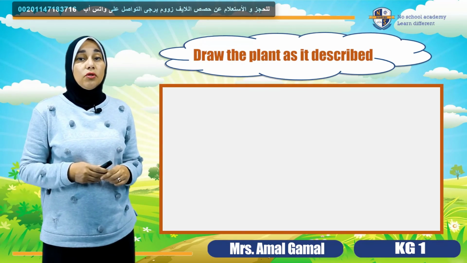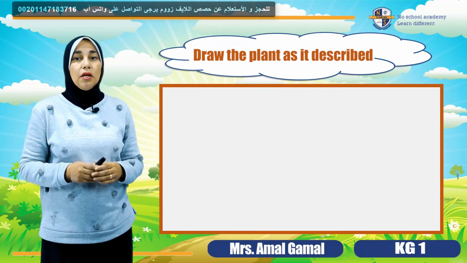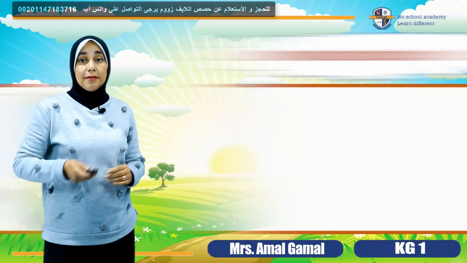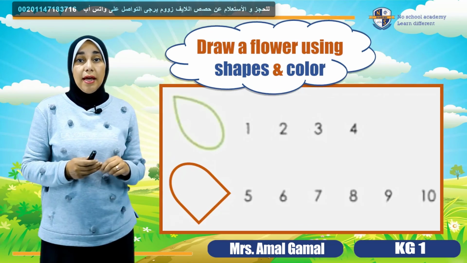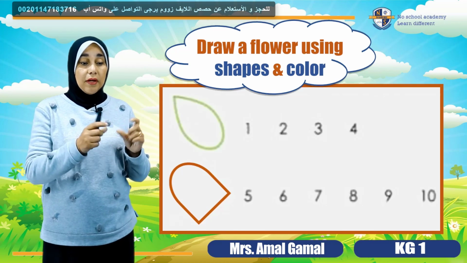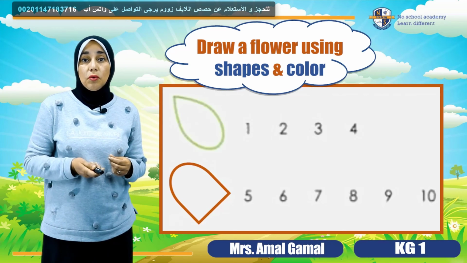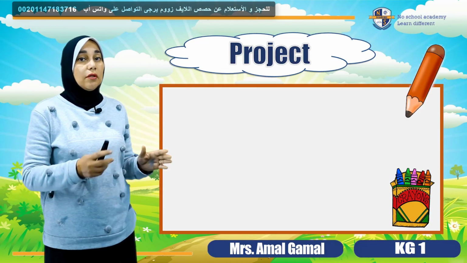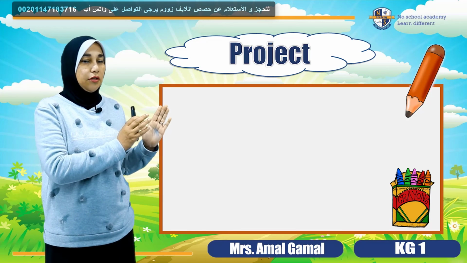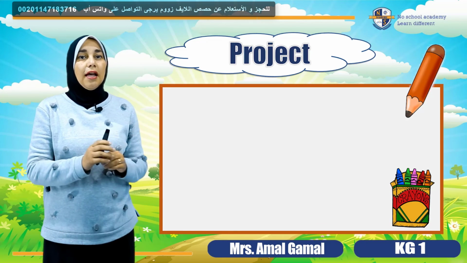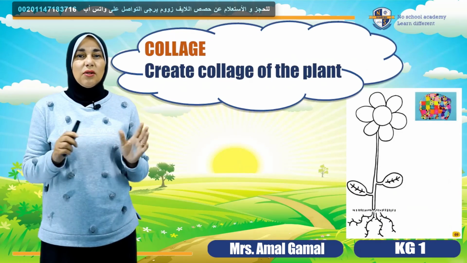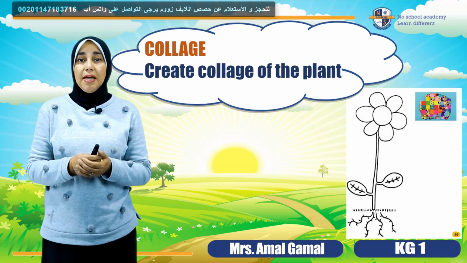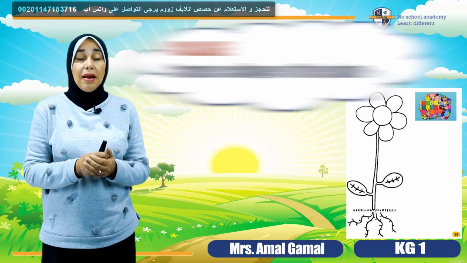White. Okay, now we need to draw a plant as it is described. You are going to describe a plant and you are going to draw it as you described it. So we have some parts we can use. We have a number of leaves and a number of rose petals. So we need to draw a rose or a whole plant. Your project is to draw a plant that you see. You can see a plant in the street, at your balcony, at your home, and you are going to draw it yourself. Collage. What's a collage? Collage is putting things together to form a shape. Okay, we are going to create a collage of a plant.